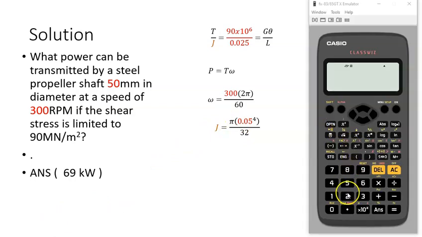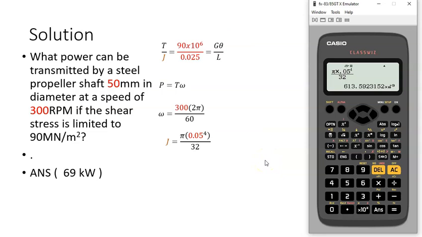Okay, so J is pi multiplied by 0.05 to the power of 4, all over 32. That's 6.13 by 10 to the power minus 7, just hit the engineering button. So it's 613 by 10 to the power minus 9 meters to the power of 4.